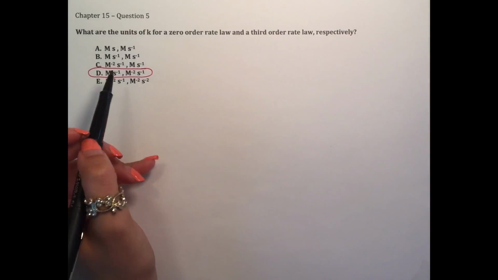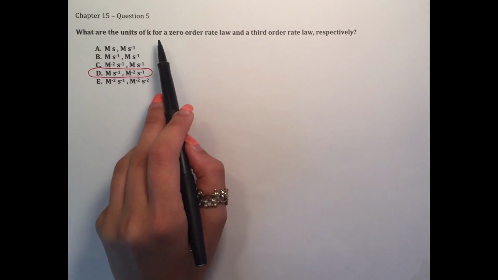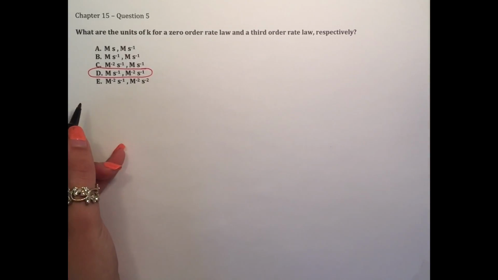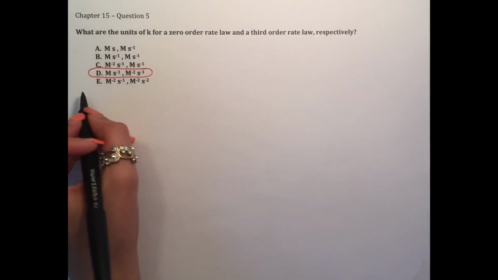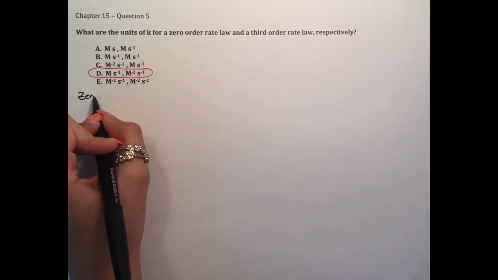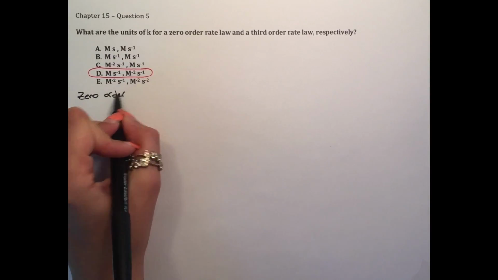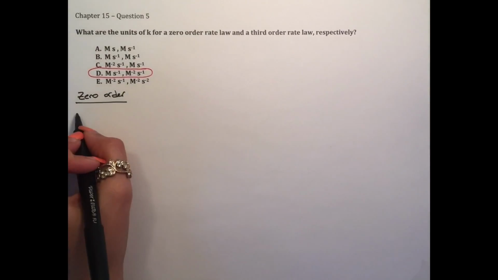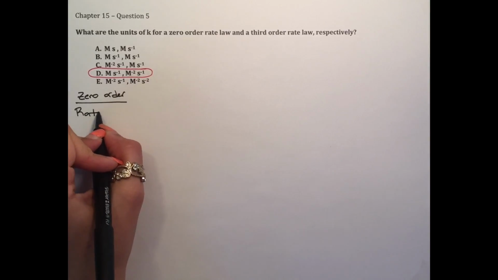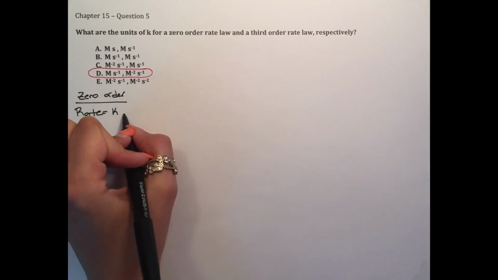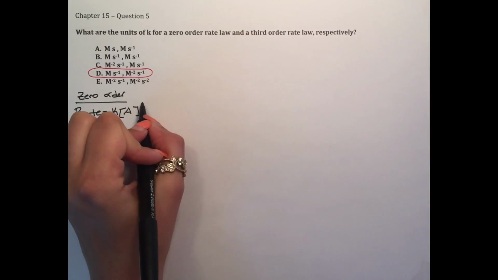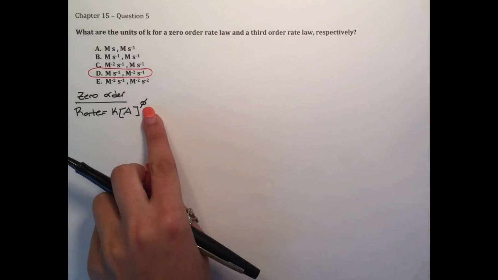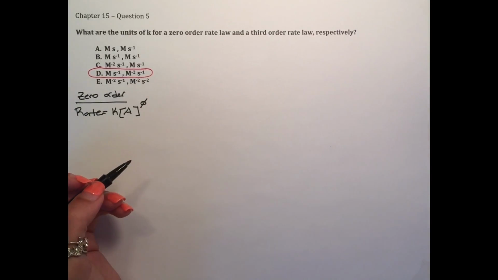So moving on to the question, what are the units of K for a zero-order rate law and a third-order rate law, respectively? So let's start with the zero-order rate law. What we should first do is write out the rate law. So rate equals K times A to the 0. We're writing 0 here because that signifies that this is zero order.